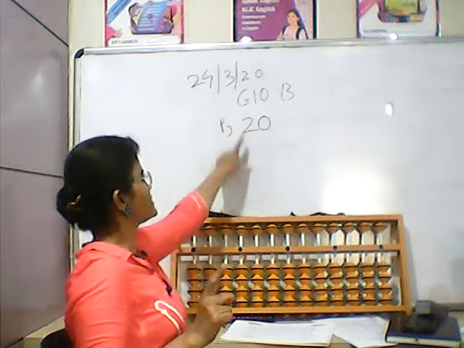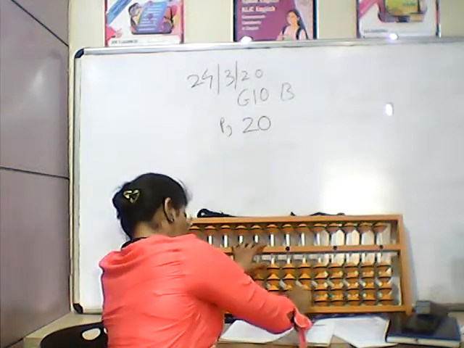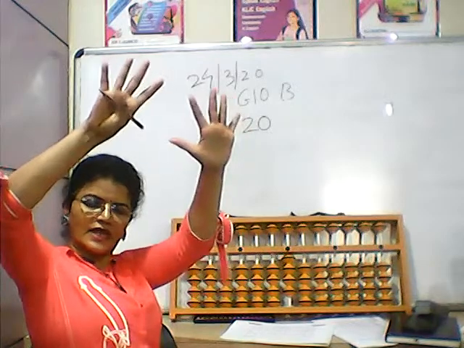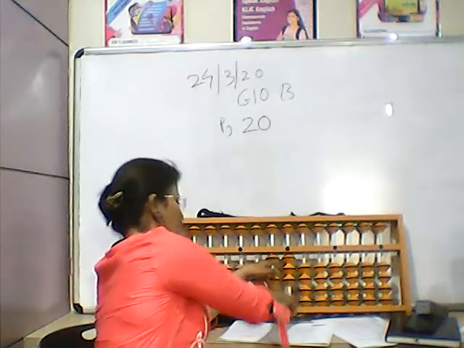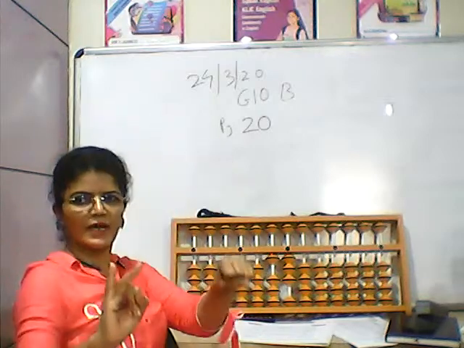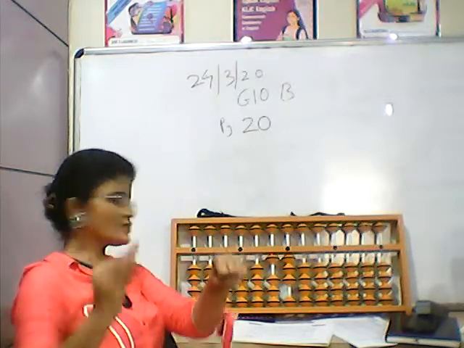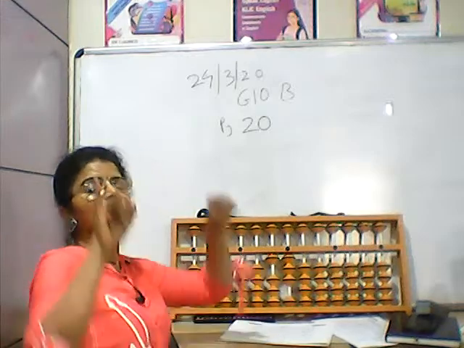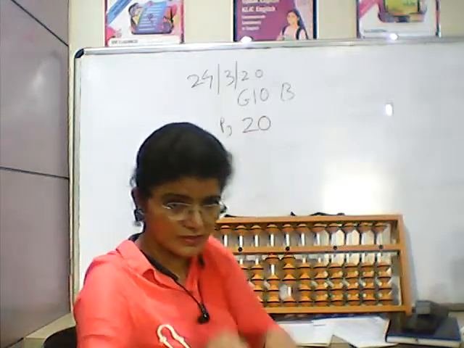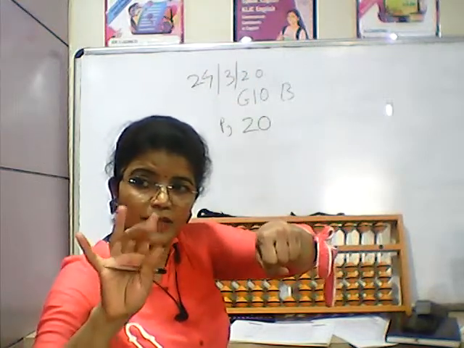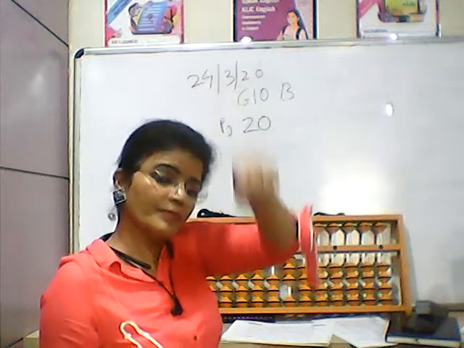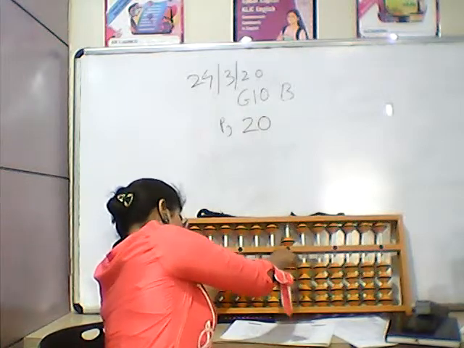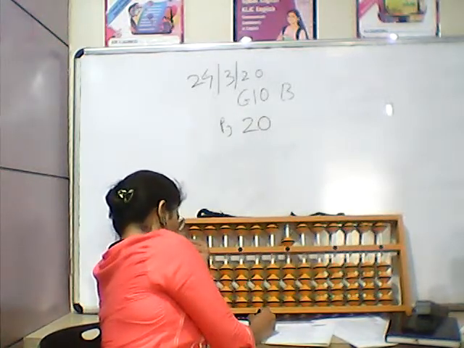First sum, sum page number 20. 4. 9, minus 1, plus 10. Minus 8. Minus 6. Minus 10, plus 2. Plus 2 nahi hai. So mix complement. Minus 10, plus 5, minus 3. 10 down, 5 down, 3 down. Answer is 5.